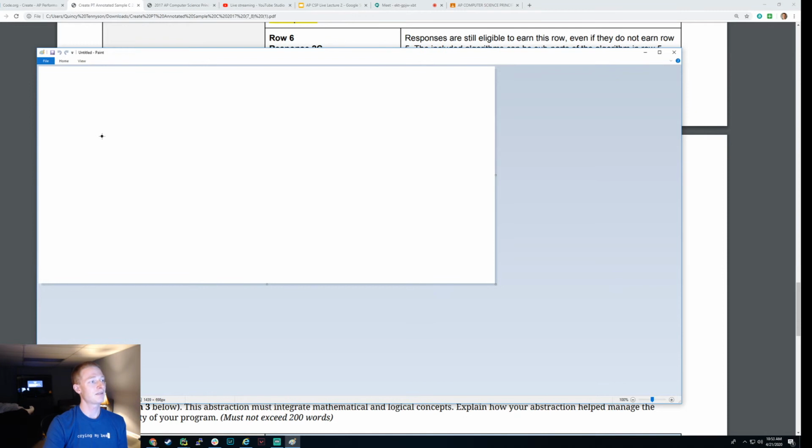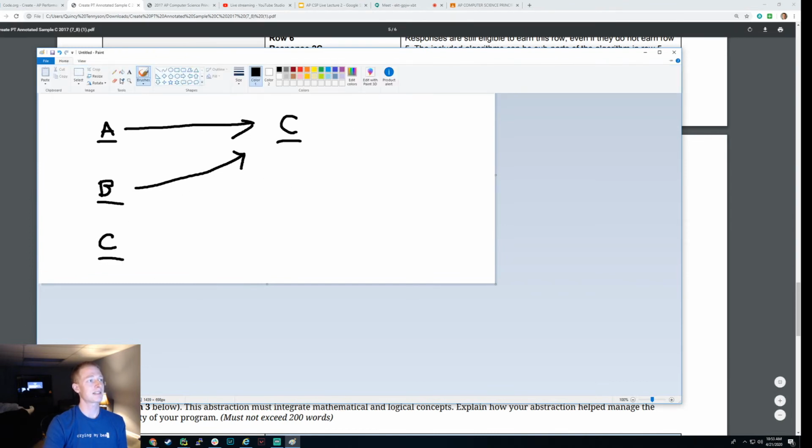So if we have algorithm A and algorithm B here, and we've got another algorithm C, if A calls C and B calls C, that's not going to get you a point. Okay? If you have 3 algorithms A, B, C, it doesn't really matter how complex they are, right?